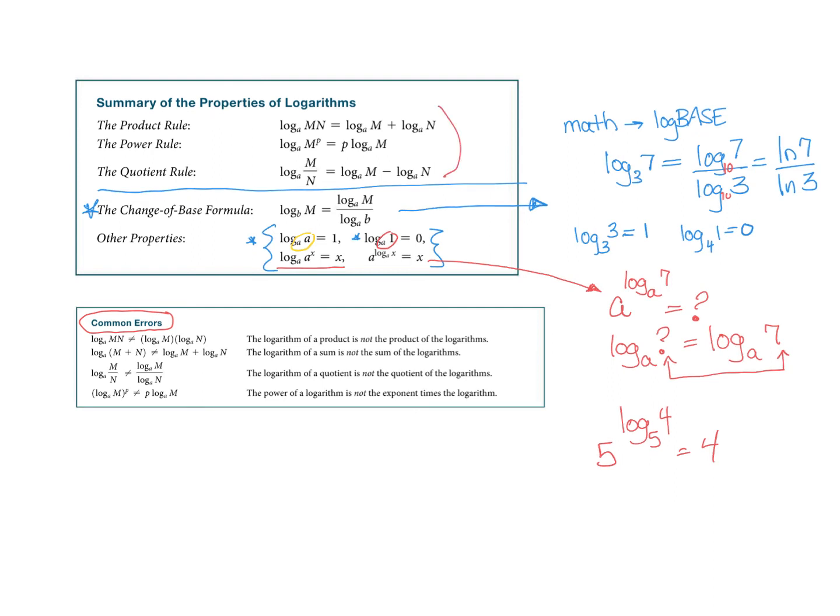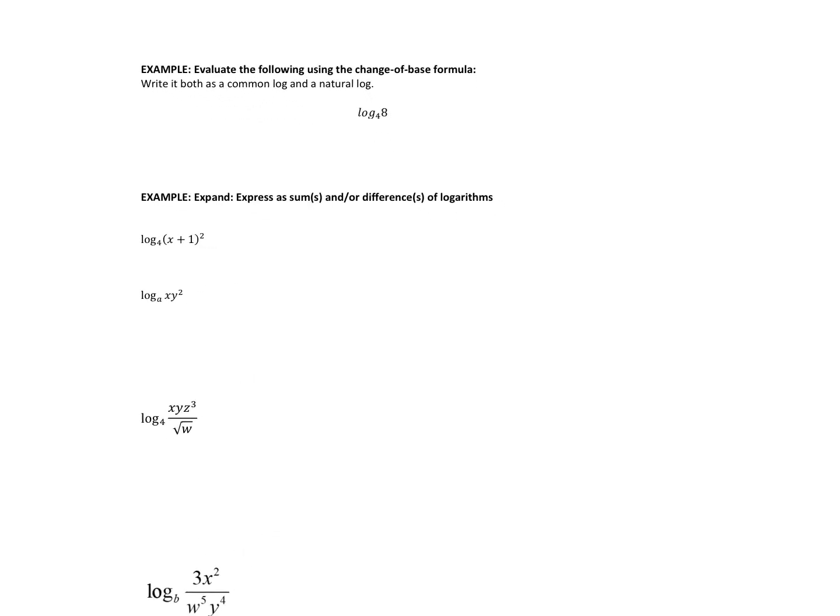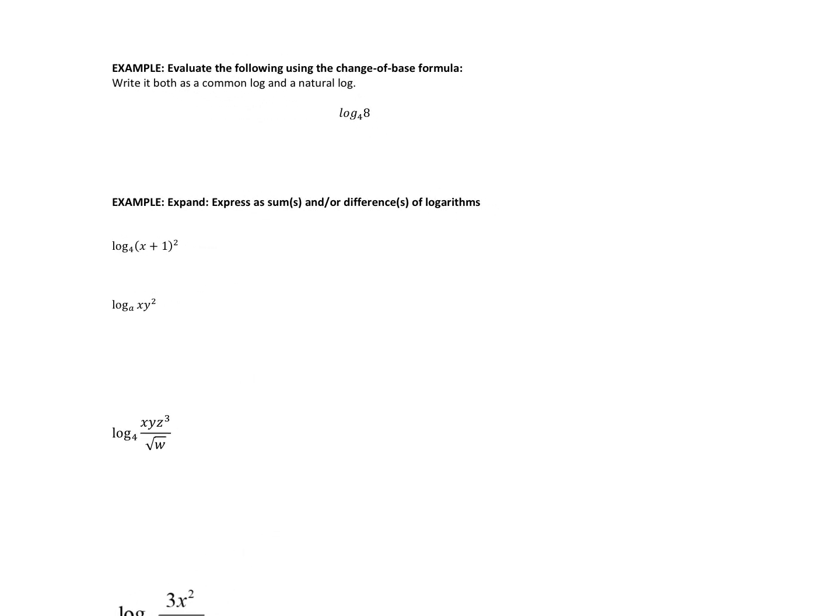Okay, let's take a look at some examples. Evaluate the following using the change of base formula. Write it both as a common log and as a natural log. So for this one, we would have log 8 over log 4, or the natural log of 8 over the natural log of 4.